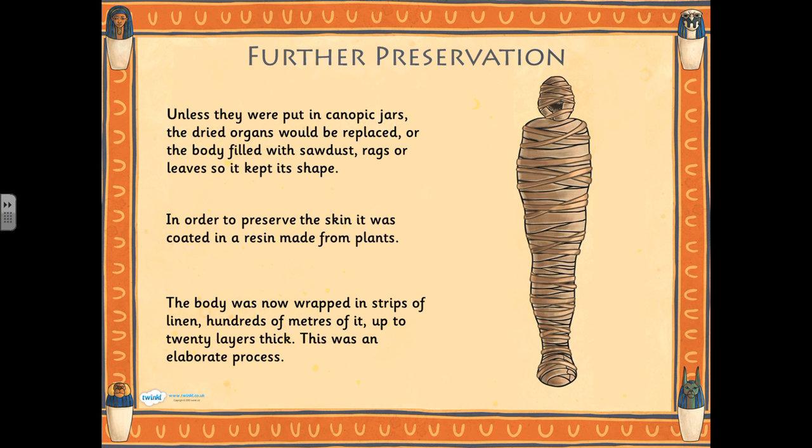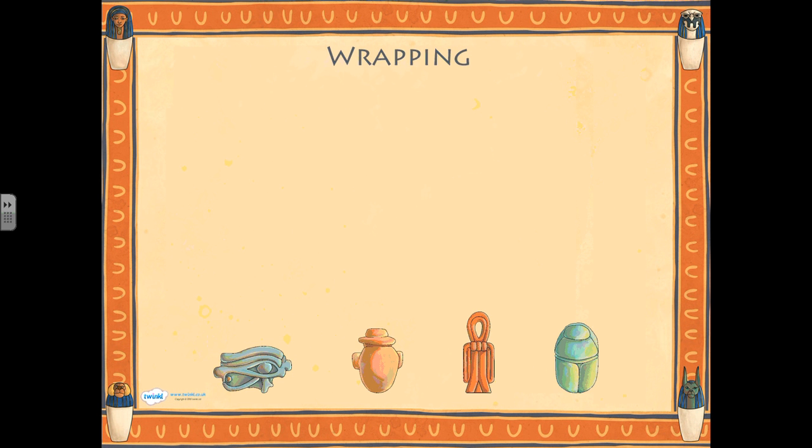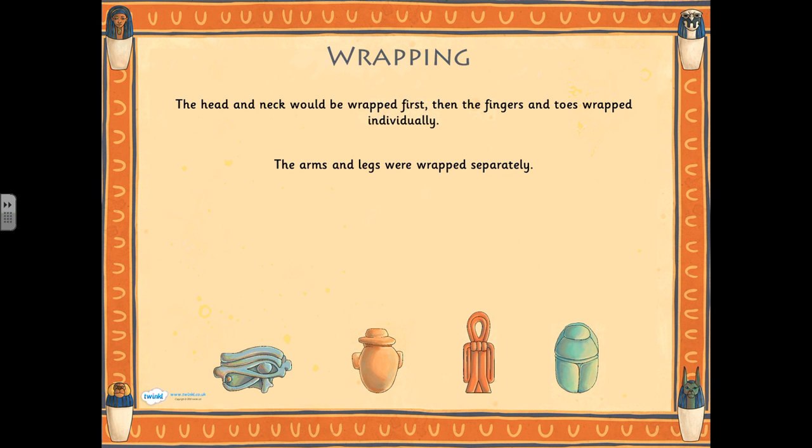And then, which is the famous part that everyone knows about really, the body would be wrapped in strips of linen, which is like a cloth material. Often hundreds of meters of it would be used. The linen would be wrapped very thickly, and it would be an elaborate process that would take a lot of time. So the head and neck would be wrapped first, then the fingers and toes, and this order was very important. Arms and legs would be wrapped separately.